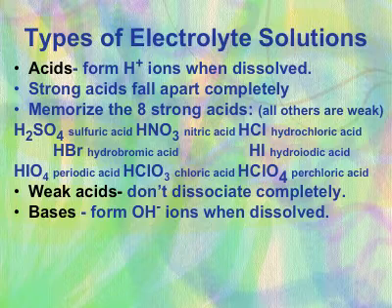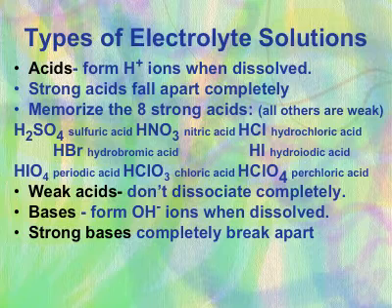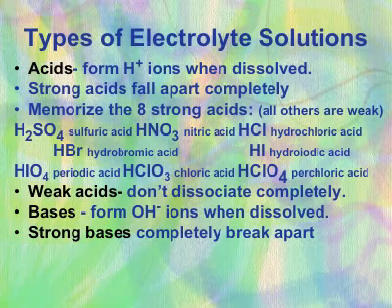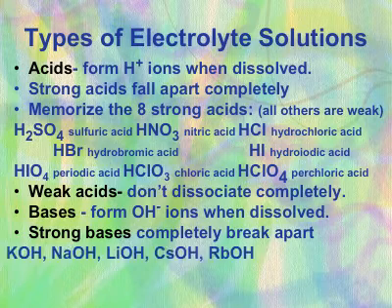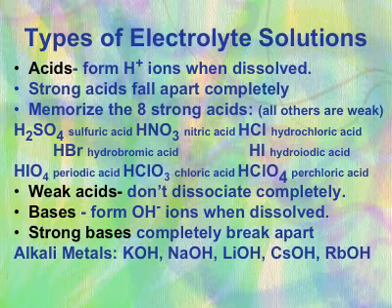We have strong bases just like we have strong acids, okay? Strong bases completely break apart. And there are, again, 1, 2, 3, 4, 5, there are 8 of them as well. So first of all, the ones bonded with the alkali metals: potassium hydroxide, sodium hydroxide, lithium hydroxide, cesium hydroxide, and rubidium hydroxide. These are 5 of your strong bases.